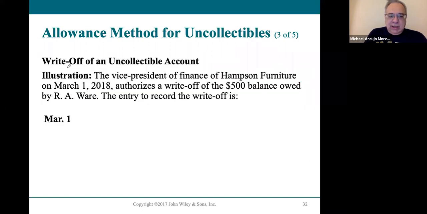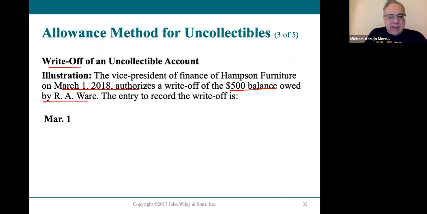So what happens later in the year? Here they did that on December 31st, 2017. About 3 months go by and it's March, and they've identified a $500 balance by a client that they want to write off. Okay. Notice the client's name.